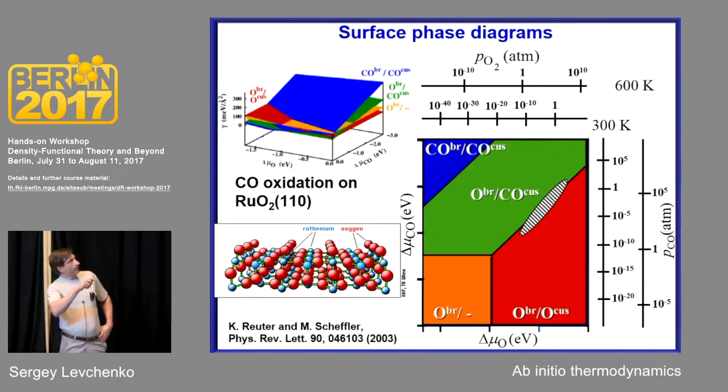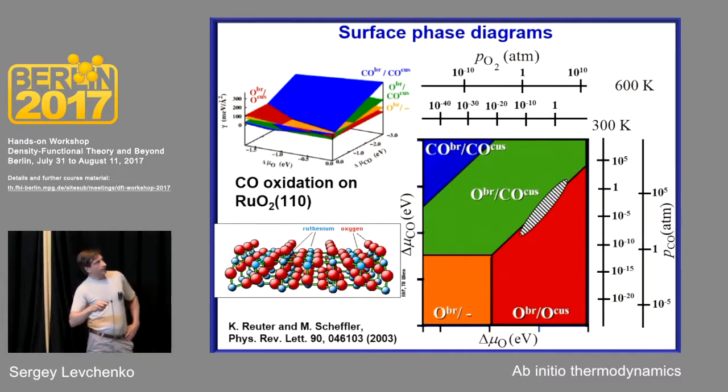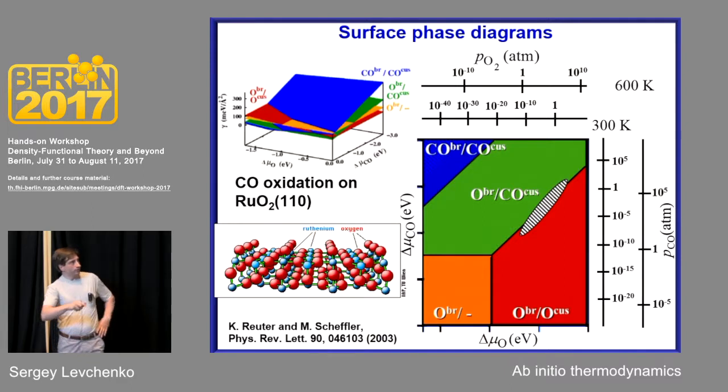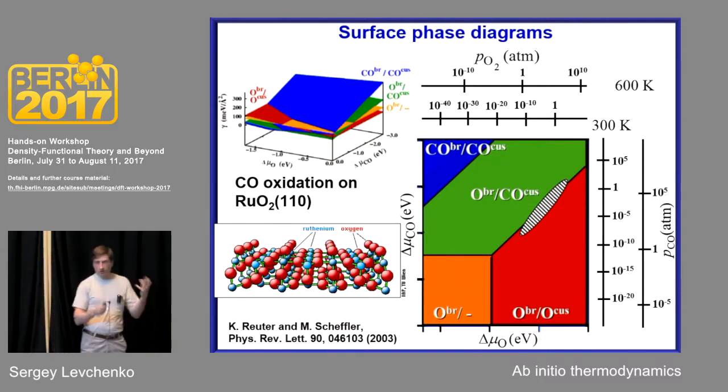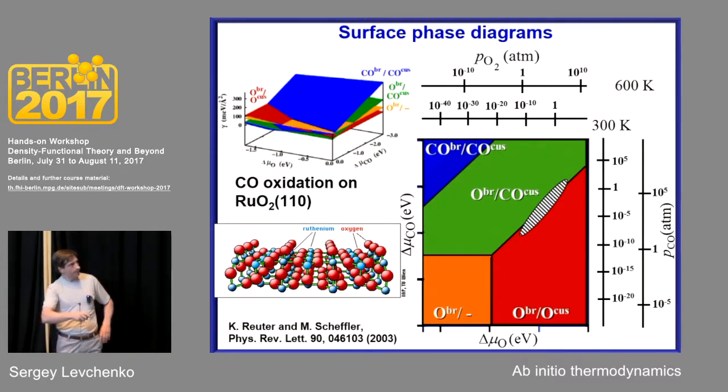And when we analyze these results, we obtain the following phase diagram. So the vertical axis shows the chemical potential of CO. The horizontal axis shows the chemical potential of oxygen. And the different colors show different stoichiometry of the surface. So what we find is that at very low chemical potentials of CO and oxygen, we have the bridge sites still occupied by oxygen, but the Cus sites are empty. So this is because the oxygen at the bridge sites is very stable. It's very hard to remove it.